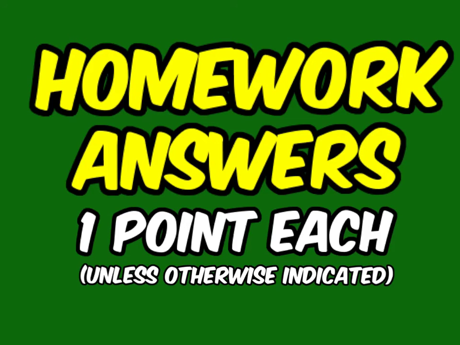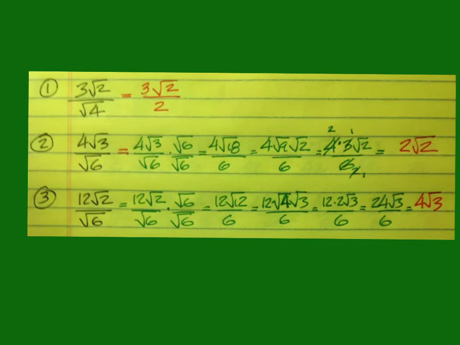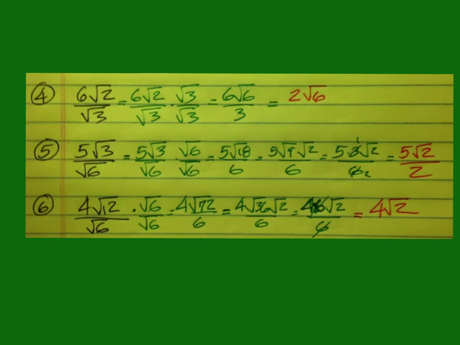Here are the answers. 1 is 3 square root of 2 over 2. 2 is 2 square root of 2. And 3 is 4 square root of 3. 4 is 2 square root of 6. 5 is 5 square root of 2 over 2. And 6 is 4 square root of 2.